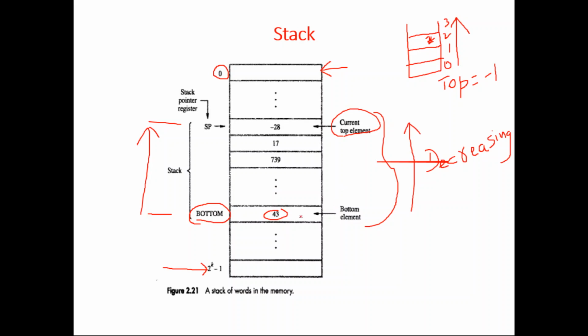Let us assume that the address of the bottommost element is 2000, and the address of the next element is 2004. This means each location is of size one word, which is 4 bytes. We assume that this is a 32-bit computer; 4 bytes is nothing but 32 bits. So one word is 4 bytes. The first word is stored in location 2000, and the next will be stored in 2004, right?